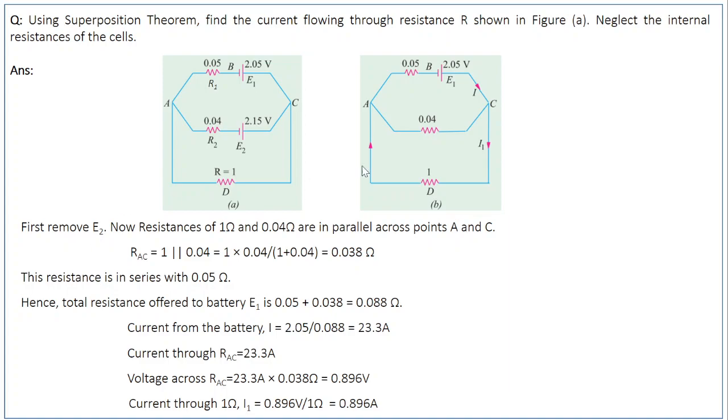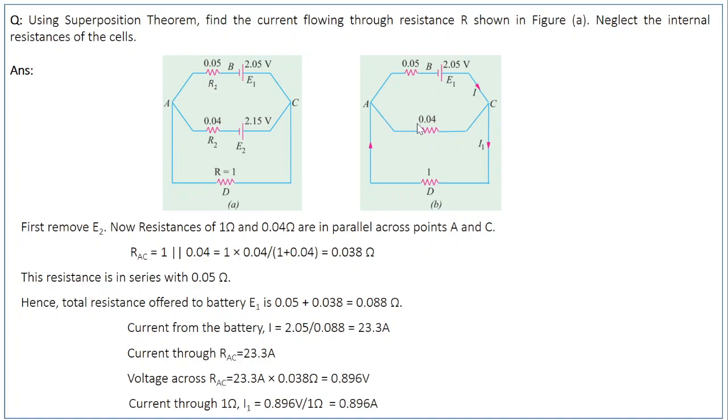So first I am going to remove E2. This is the corresponding circuit now. If you look at this circuit, look at these two points A and C, you will find that resistance R2 and resistance R are parallel, right? So I can calculate the parallel resistance between A and C. I call it RAC. This is 1 parallel 0.04. Its value is 1 into 0.04 divided by 1 plus 0.04, which is 0.038 ohm.